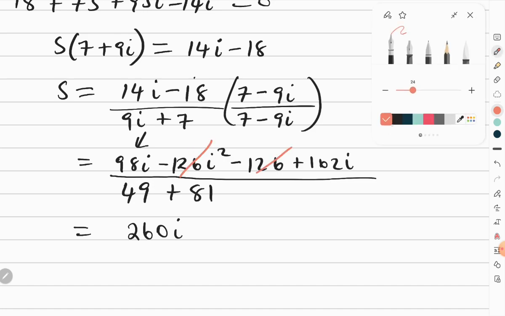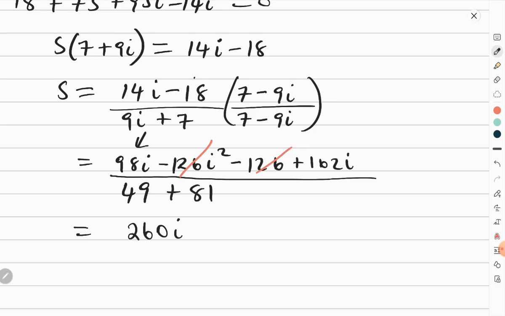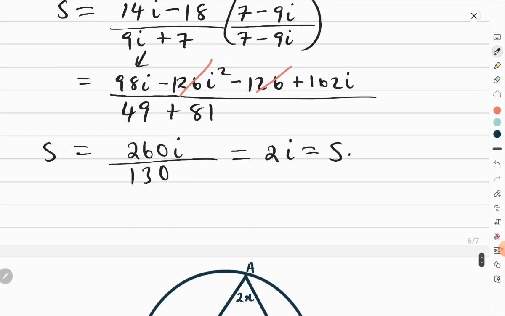Now what are we having? After that, we just have that in the numerator. Then in the denominator we have 49 plus 81. So 49 plus 81 is just 130. Then this is equal to 260 divided by 130, which is basically just 2. So we have 2i. So this is the value of s, the value of s that we were solving for.